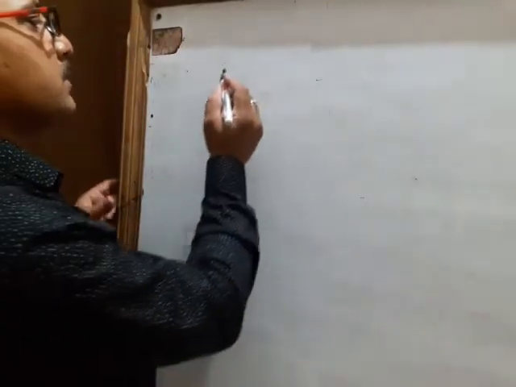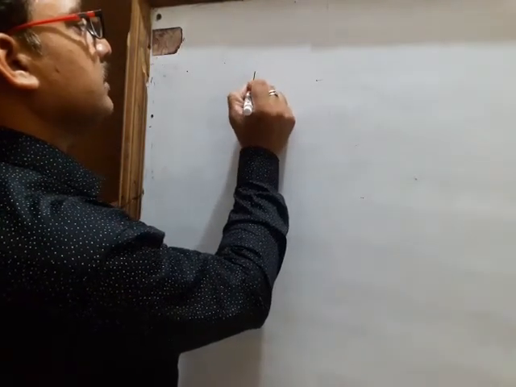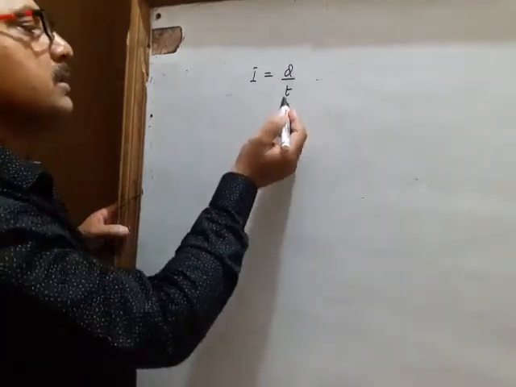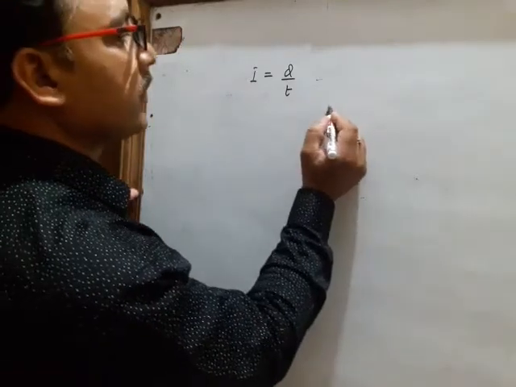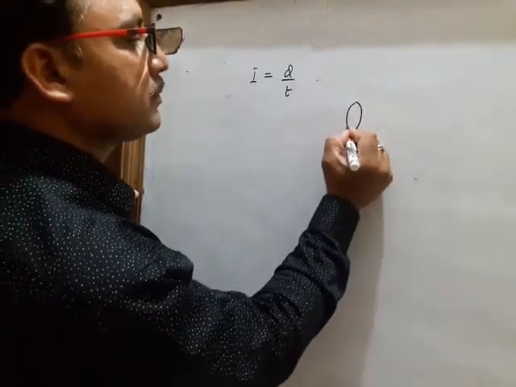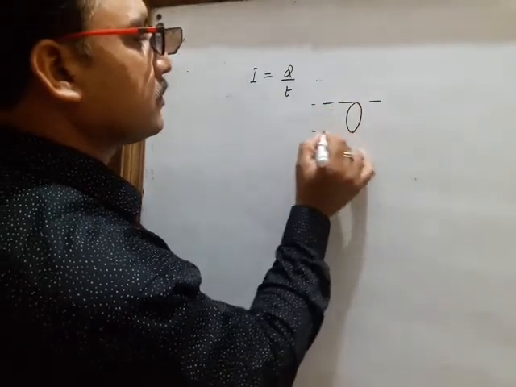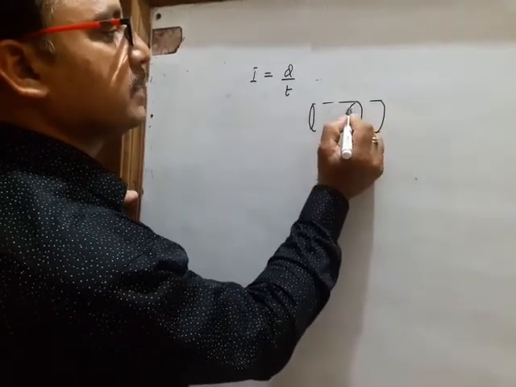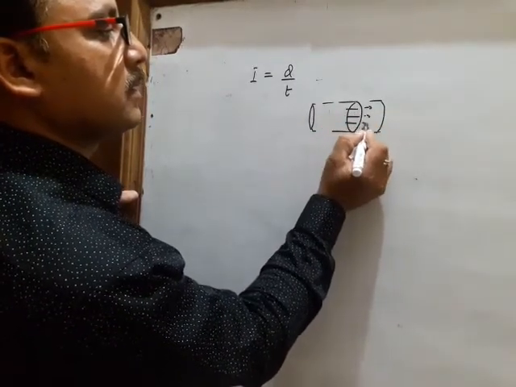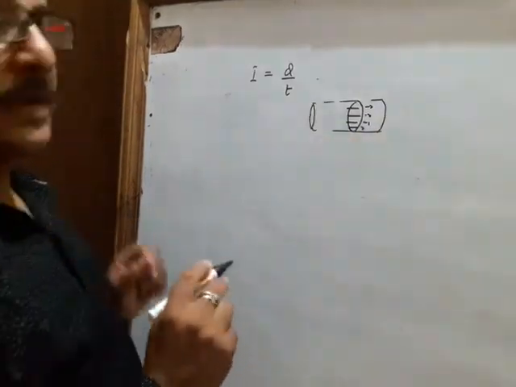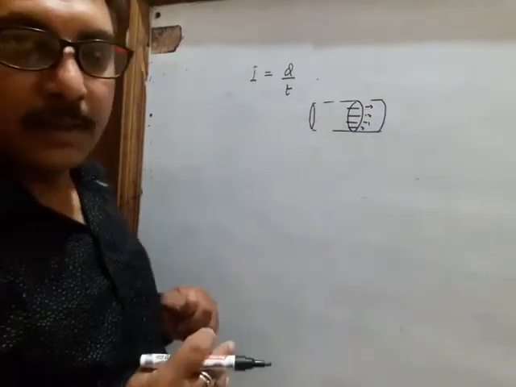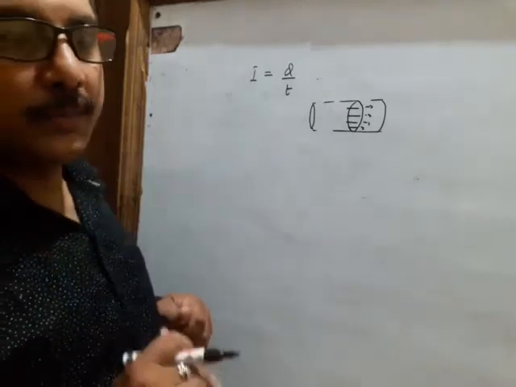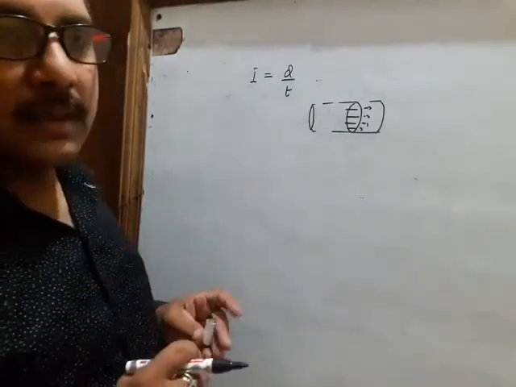Electric current is defined as the rate of flow of electric charge. I is given by Q upon T. Q is the charge, T is the time. You can say the amount of charge which passes through an area of cross section of a conductor is known as electric current. How much charge passes through an area of cross section of a conductor in unit time? This is what we call as electric current.